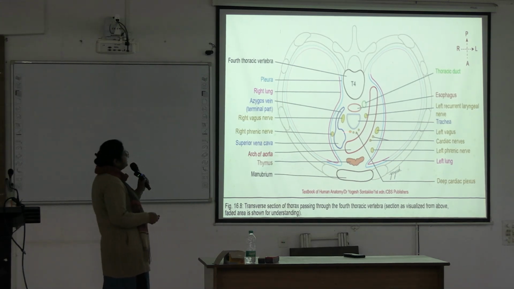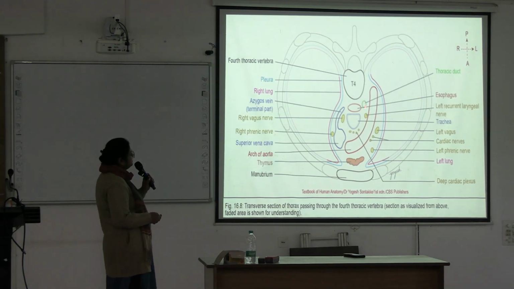And in front of the trachea, see, this is the trachea, here is the esophagus, and this is the left recurrent laryngeal nerve at the tracheoesophageal groove. Here is the thoracic duct. These are some deep cardiac plexus, left vagus, left phrenic, right vagus, right phrenic. This is the superior vena cava. The azygous vein is draining into the superior vena cava.